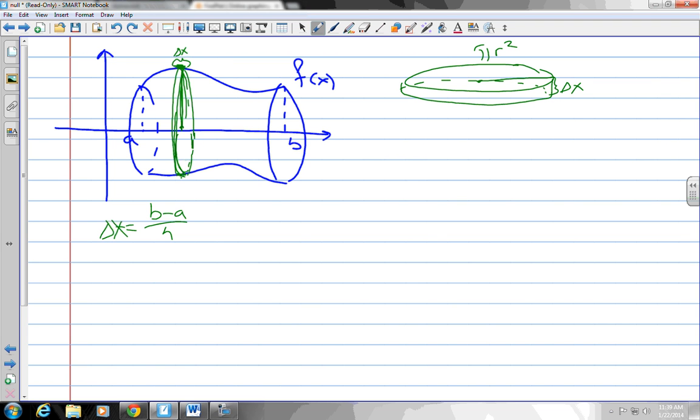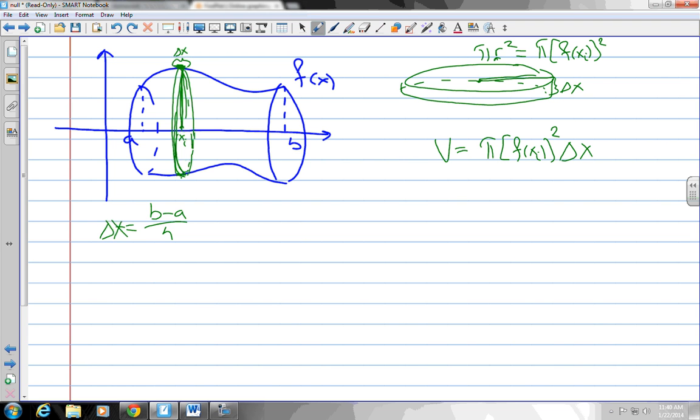The radius of that circle is given by the function itself. Do you see that? So at whatever point, call it x sub i, doesn't matter, those are sample points, this is pi f of x sub i squared. So the volume of this little cylinder is pi r squared times the height. Is that okay? So all I need to figure out is the radius, right?